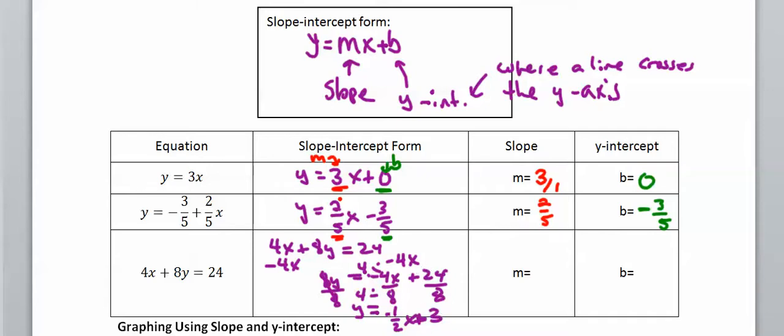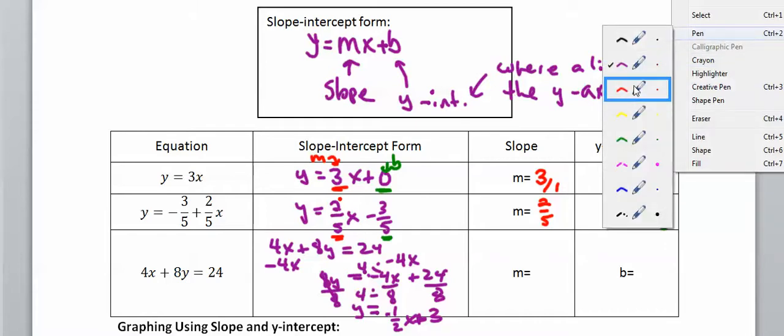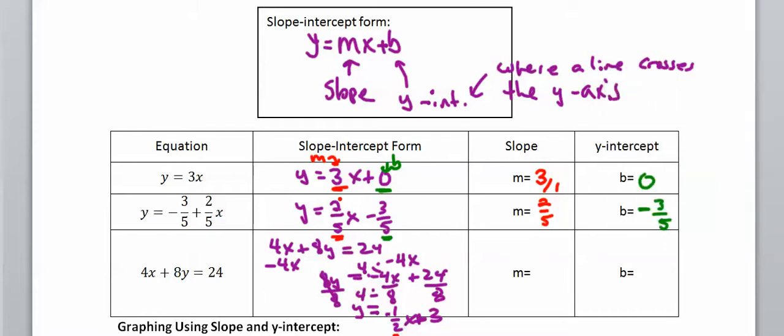Again, I'm looking for my slope. So remember, the slope is just the number in front of the x. That's my m. So my m in this case is negative 1/2. Then my b, the y-intercept, is positive 3.